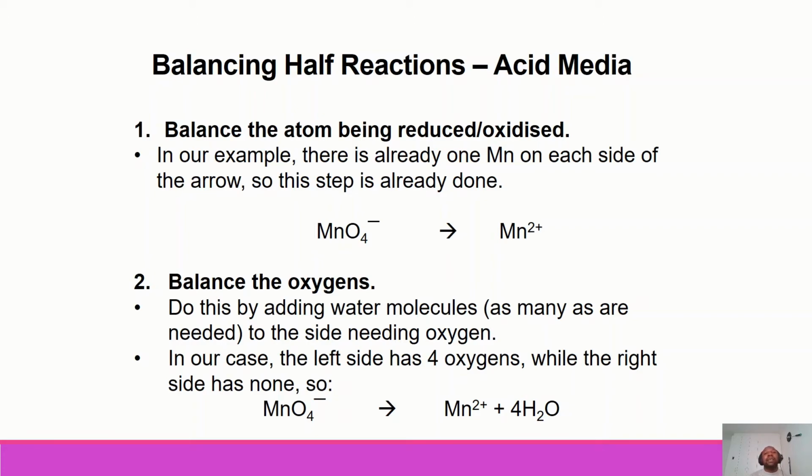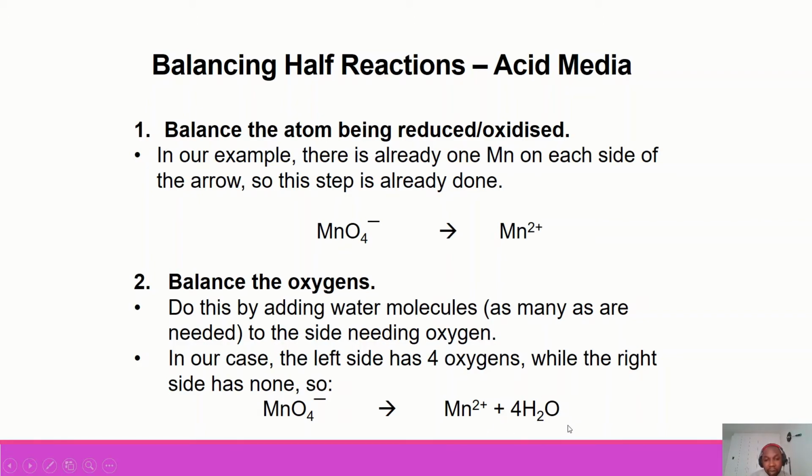So when you want to balance, you already see that we have 1 manganese on each side of the arrow. So that step is already done. That means manganese is balanced. Okay, so now oxygen is not balanced. So how do you balance oxygen? You do this by adding water. So add as many as needed to the side that needs oxygen. Which side needs oxygen? It is the product side. The right side needs oxygen.